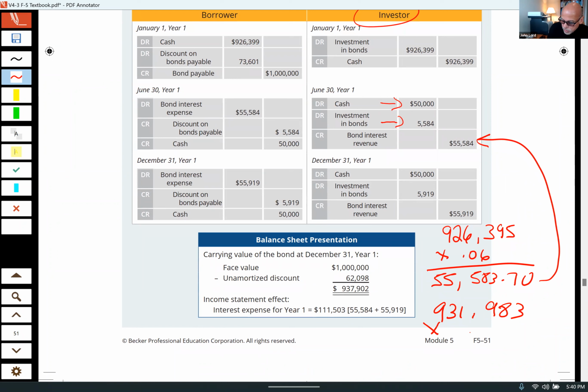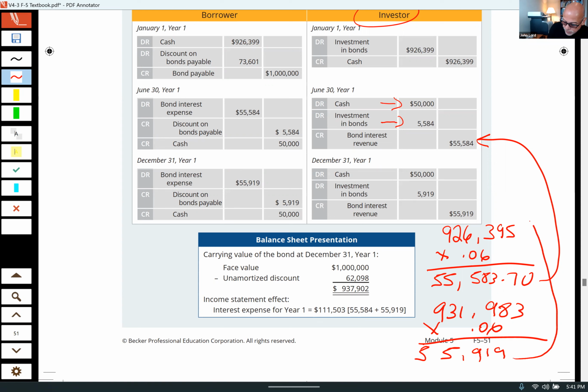And for the second period, I would multiply that by 6%. And there might be some weird rounding in here, but that should give me something pretty close to 55,919, give or take a couple cents, guys. I don't care. Okay, if that doesn't quite calculate straight up to that number, it is materially correct. Okay, so for my second period, it's 55,919.